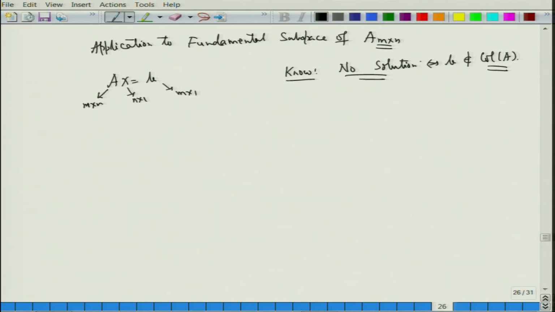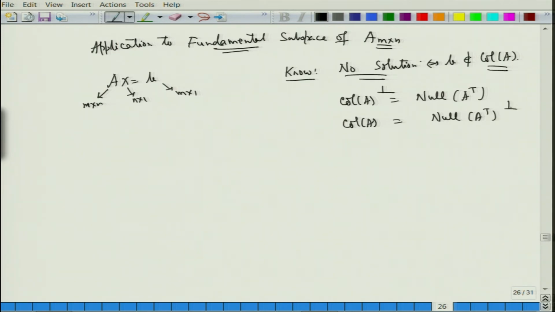What we had also seen, when we were studying fundamental spaces, is that the orthogonal complement of the column space of A is nothing but the null space of A transpose. Or, which is the same thing, the column space of A is equal to the orthogonal complement of the null space of A transpose. Whatever way you want to understand it. So we had proved this part.